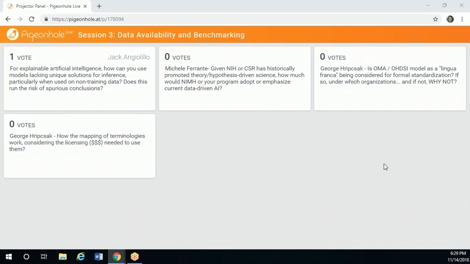It makes sense. George, there was a question for you there: whether you are aware of other organizations that use the Odyssey model as a lingua franca? Can you comment on that?